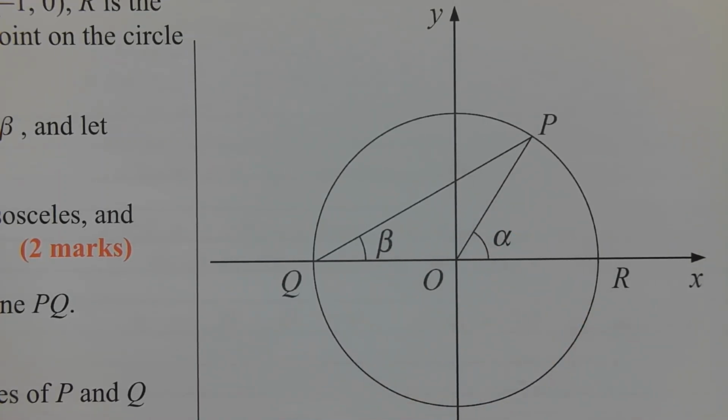to beta. Now this angle here, angle alpha, is the angle that is exterior to triangle OPQ, and the exterior angle of a triangle is equal to the sum of the opposite interior angles. So that's the sum of this angle here and this angle here. So they're both equal to beta, and that makes alpha equal to 2 beta.